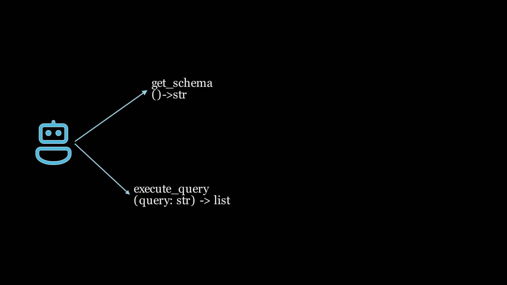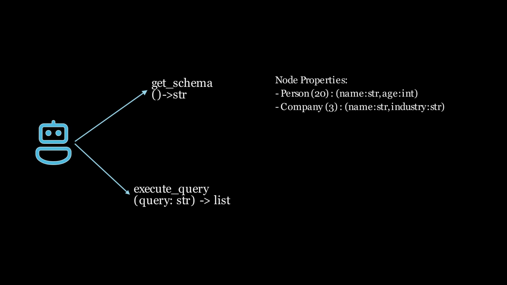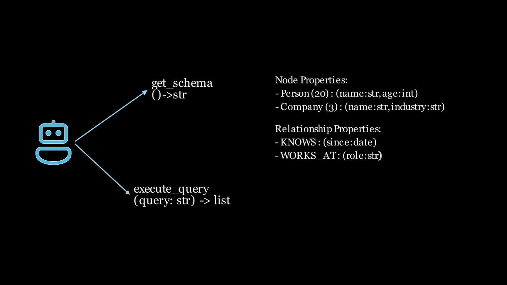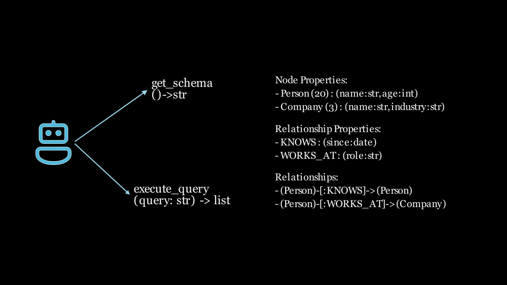To enable your agent to use knowledge graphs, you just need to connect two tools. One is to get the graph schema, another one is to execute Cypher queries. To know about the graph structure, the agent can inspect the current schema, which contains the node types, the number of nodes of each type, the list of properties and their data types for each node type, and the relationships and their properties and data types. It also has information on which types of nodes are connected to which node types.